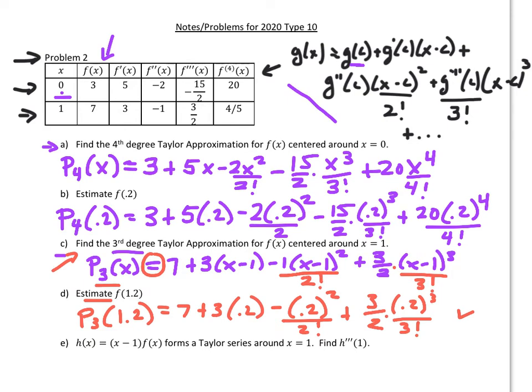Okay, part E, h of x is equal to x minus 1 times f of x, and that forms a Taylor series around x equal to 1. Find h triple prime of 1. Well, you can go through and multiply every term by this and then take all the successive derivatives that you want. However, there is a shortcut, so let's see if we can use the shortcut and see what happens.